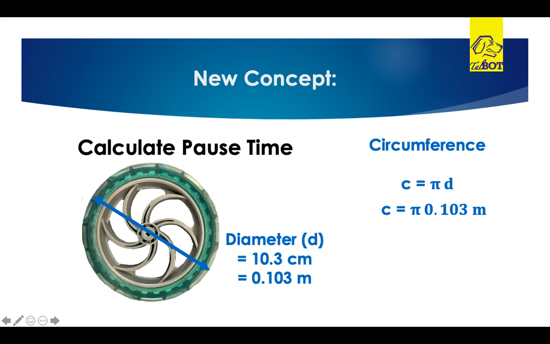Okay, so here's where we're going to need it. Here's our diameter. So pi times the diameter, and we get a circumference of 0.324 meters. I have 3 decimal places here, and I think it's okay to use 3 right now. So now we have our circumference. That's one of the 3 things that we need to figure out.